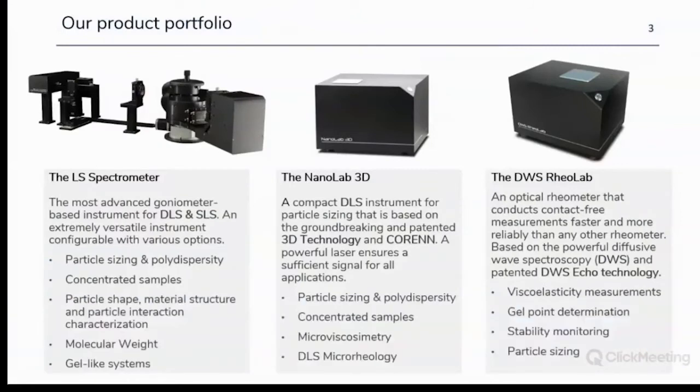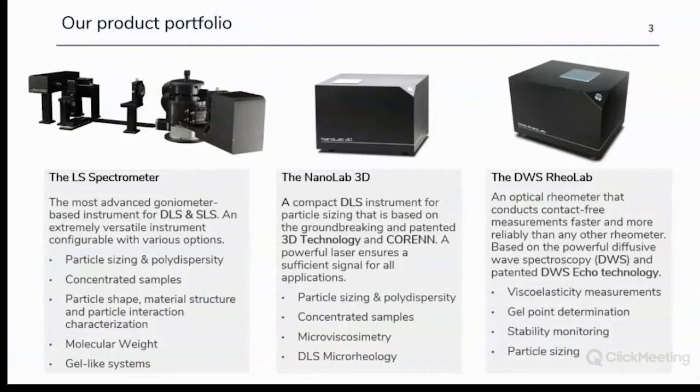The first instrument we offer is the LS spectrometer, which is a goniometer-based instrument for dynamic and static light scattering. It can perform particle sizing, particle shape, and molecular weight characterization. It can characterize partially arrested systems, such as gels, and it can do so using the 3D technology for multiple light scattering suppression.